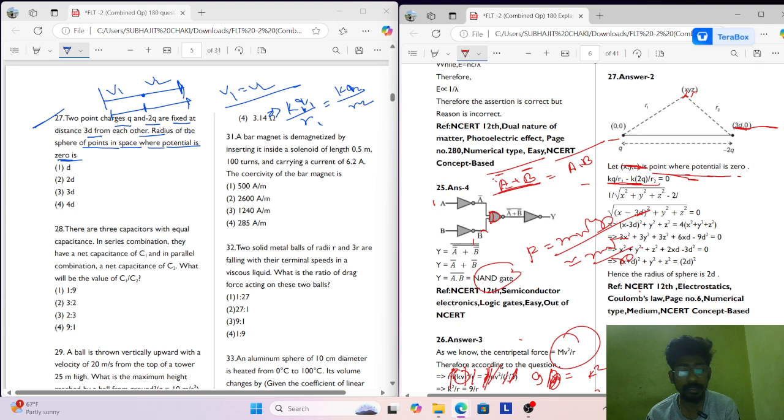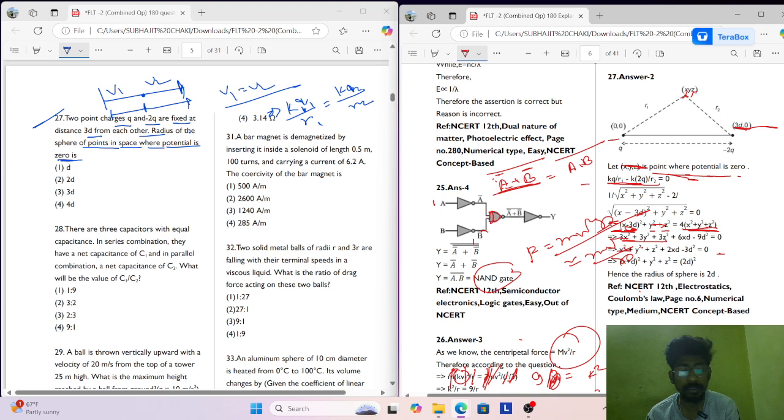So from this you can say (x minus 3d) whole square plus y square plus z square equals 4 times (x square plus y square plus z square), right? If we apply the (a minus b) whole square formula here, y square and z square will be cancelled out. X square will also be there. So 3x square plus y square plus z square will be there, and 2ab means 6xd, plus 9d square.